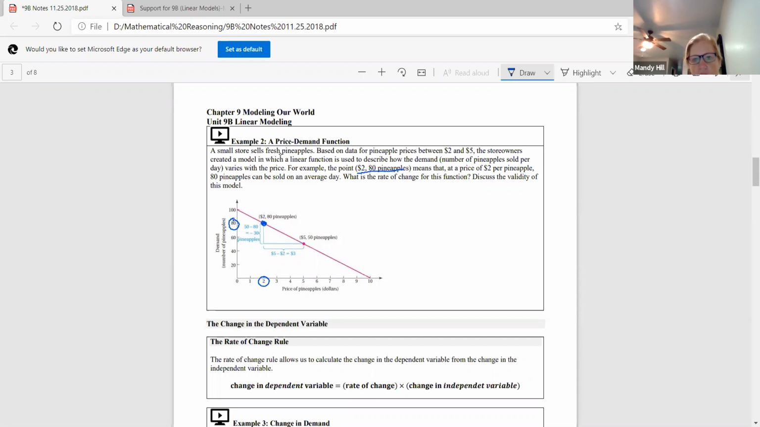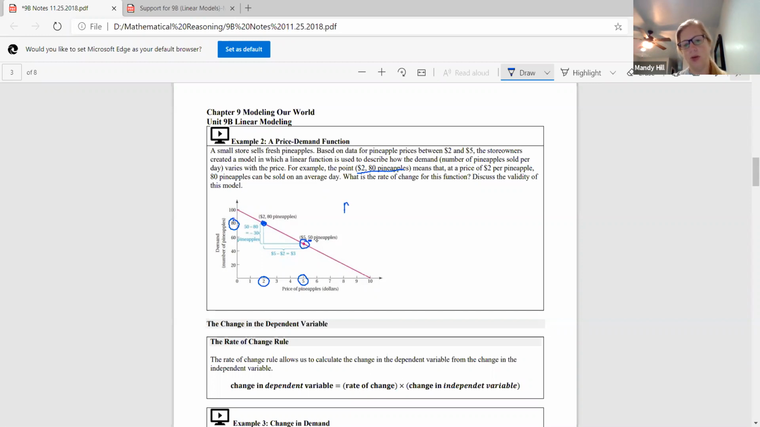So what is the rate of change for this function? Discuss the validity of this model. We also have another point that they plotted here, and they've got the point written down right here, or I wouldn't know because it's really close. It's under 60, but it doesn't look like it's exactly halfway in between, but (5, 50). So if they sell their pineapples for $5, they're only going to be able to sell 50 of them, versus if they sell them for $2, they're going to be able to sell 80.